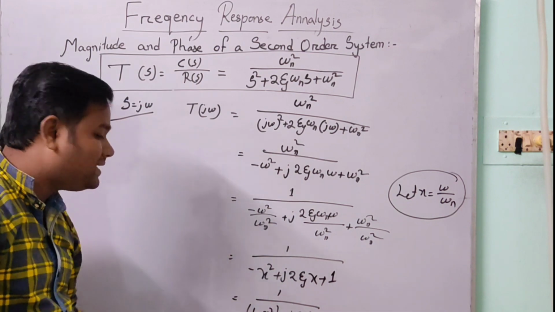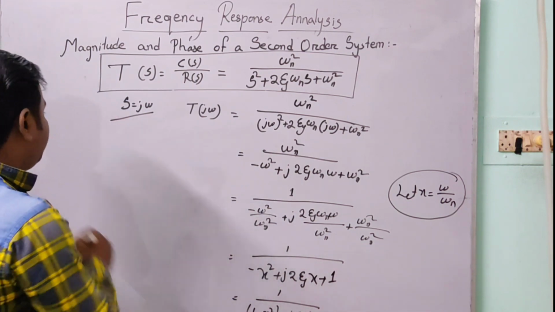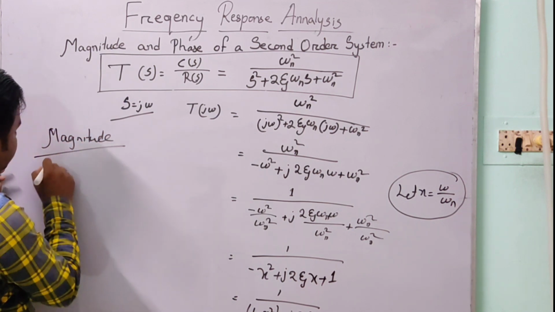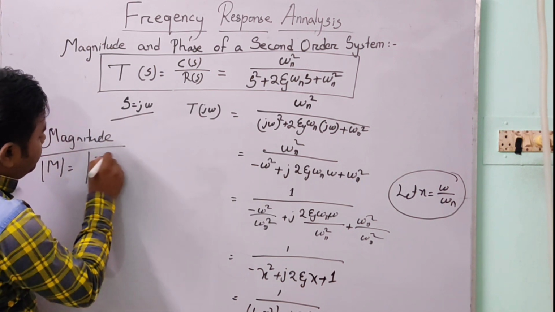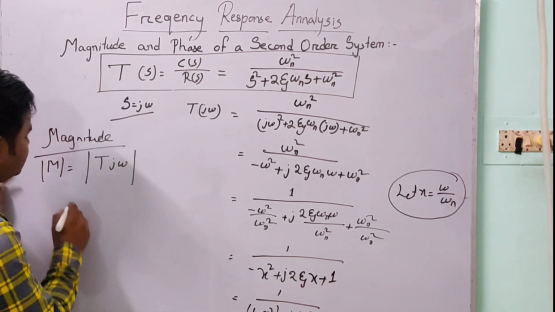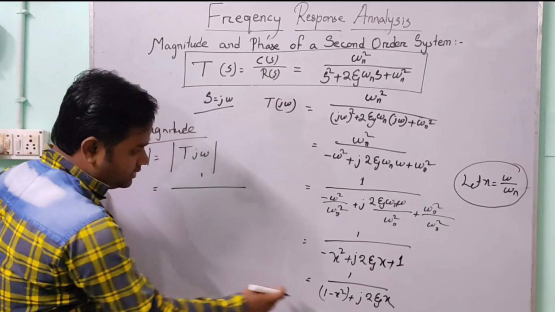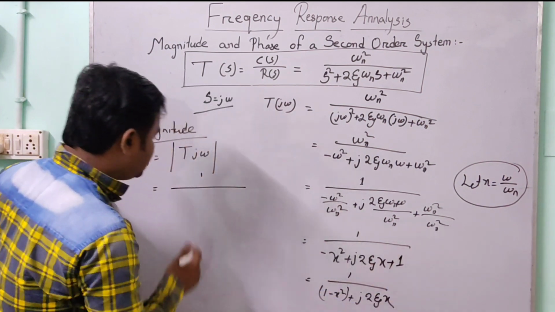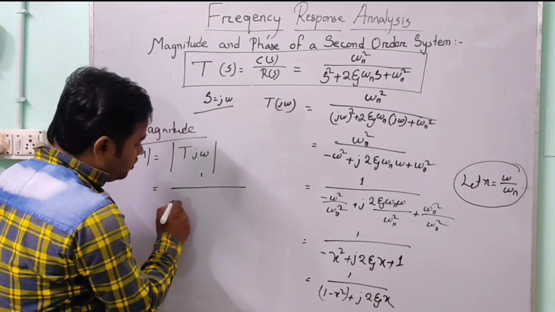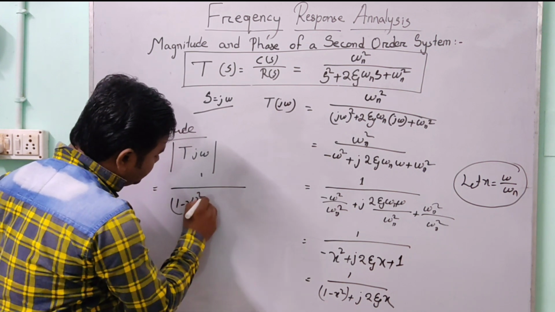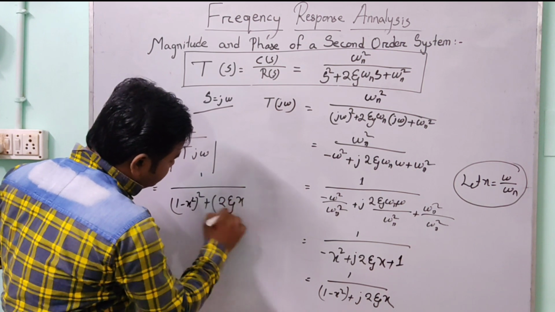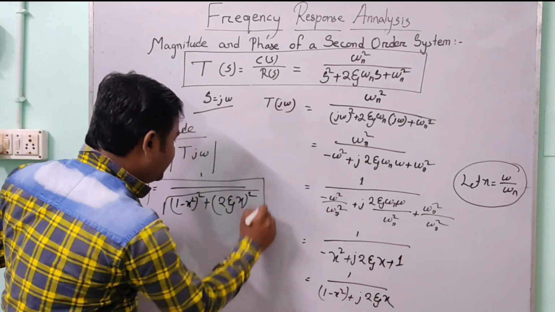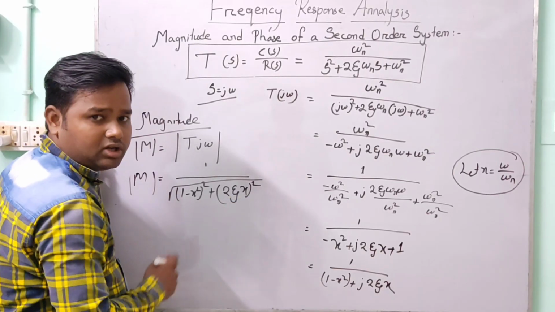If I take the magnitude and direction parts, for the magnitude part, the magnitude of T of j omega is equal to 1 divided by the square root of 1 minus x square whole square plus 2 zeta x whole square, where 1 minus x square is the real part and 2 zeta x is the imaginary part. This is the magnitude for the second order system.